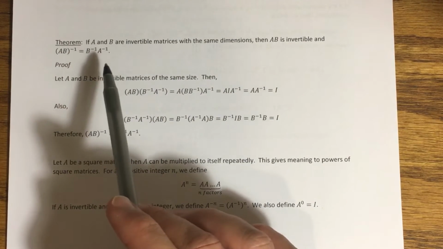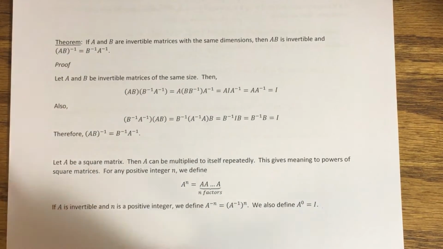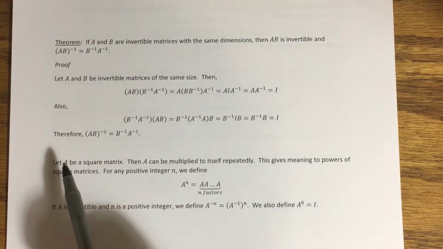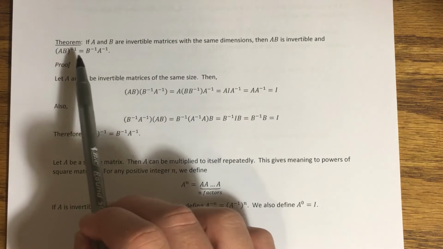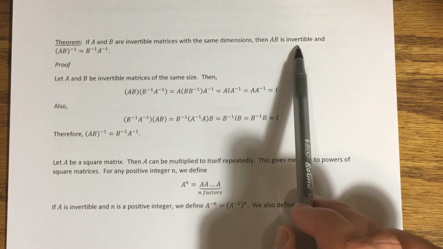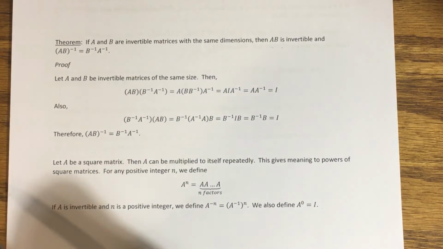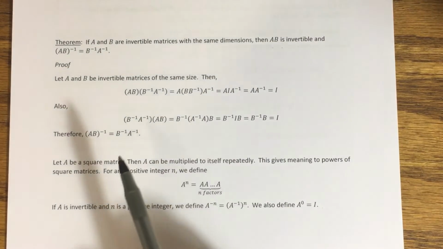So the converse of a theorem: if you have a theorem of the form if P then Q, so if this property, then this property, the converse of that theorem reverses the role of P and Q. If Q, then P. So the converse would say if AB is invertible, then A and B are also invertible. We don't get to use that theorem yet because we can't prove it yet. We have to develop a little bit more tools in order to get there. So for now, we're just going to prove this.